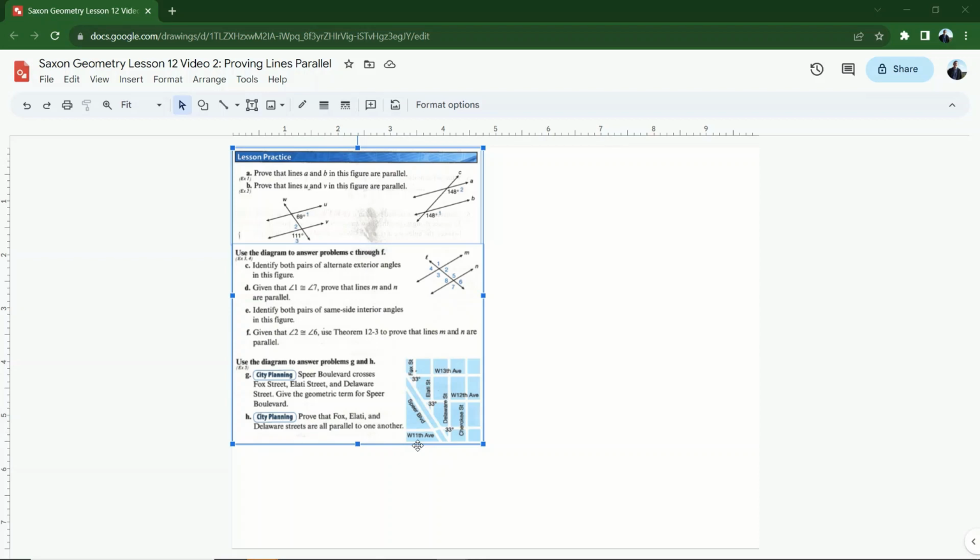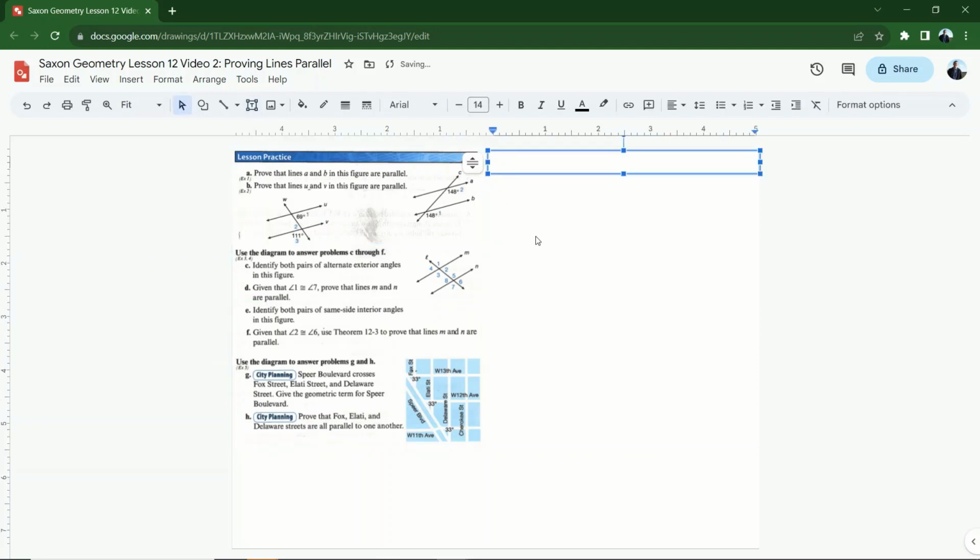Get started with some practice. Our first question is to prove that lines A and B in this figure are parallel. Now, in geometry, when we hear the word prove, we should go through an actual geometric proof. I'm going to do a little bit more of that later. For right now, we're going to be pretty informal as long as we state clearly and completely what's happening.